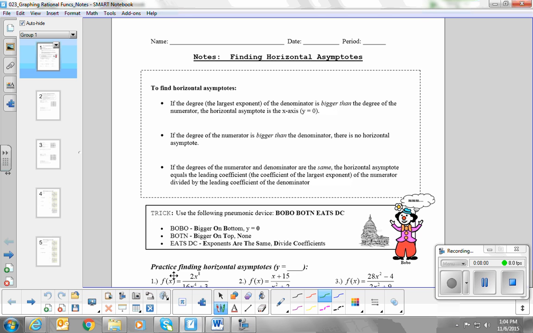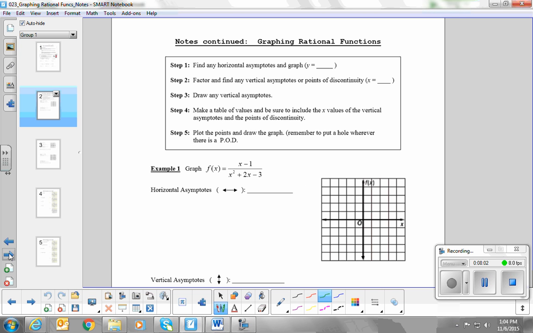Okay. So we did the notes on that part. So let's actually practice graphing now, which is what you're going to do in your homework over the weekend. Okay? So first we have to identify any horizontal asymptotes, vertical asymptotes, points of discontinuity. We have to draw in those asymptotes and then make a table of values, including those x values in the table, and then plot the points. Okay? So let's take a look at this one first.